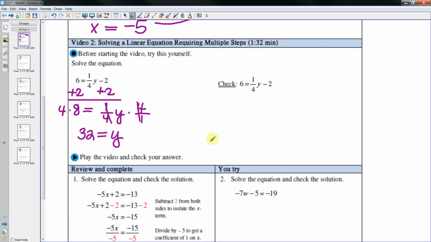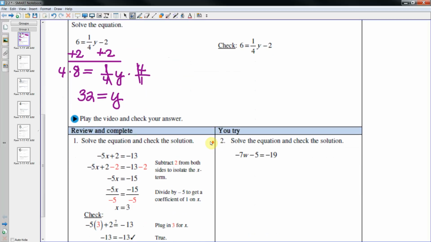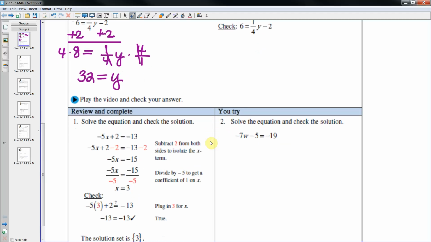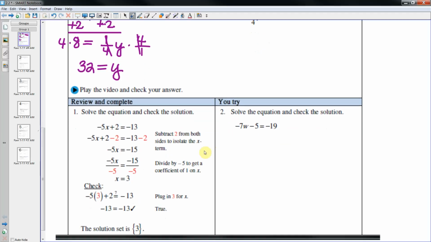Okay, so we're moving variables if we need to, we're moving constants if we need to, and then a lot of times what you end up doing is dividing at the end. Let's look down at the bottom. I've got an equation. It's got -7w minus 5 equals -19. In this case, same thing. We've got the w over there on the left-hand side, so I'm going to work with this -5 first. We're going to add 5 to both sides, because that's the opposite.